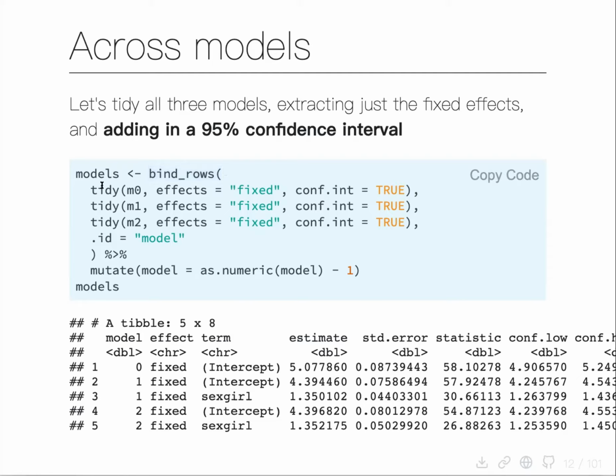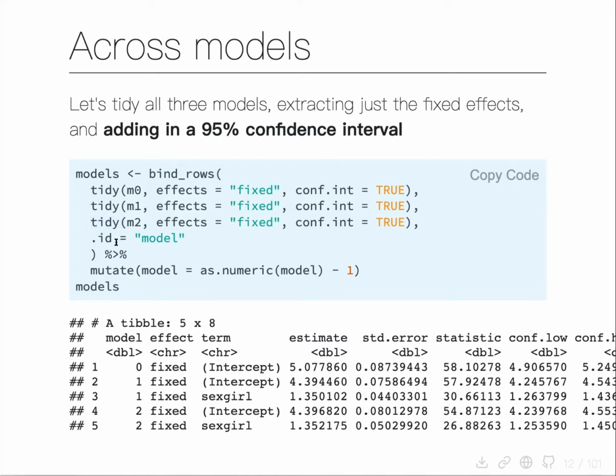So I'm saying bind_rows, and then in here, I end up feeding it three different models, okay? So I'm saying tidy(M0), give me just the fixed effects, and then give me the confidence interval as well, conf.int = TRUE, okay? And I'm doing that for M0, M1, M2. And then at the end here, I just have this .id argument, okay? That .id argument is going to give me a new column that just indexes these things 1 to n, so that you can keep track of which is which. So this one would be indexed 1, this one would be 2, and this one would be 3. So all the rows of that one would stay with there, okay?